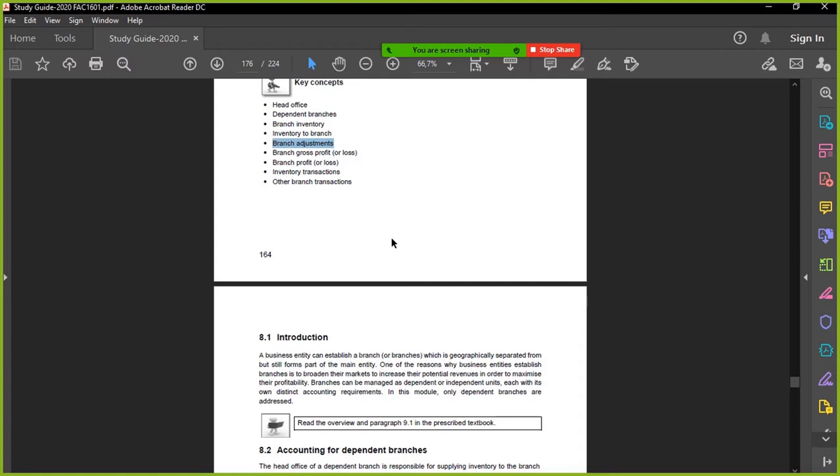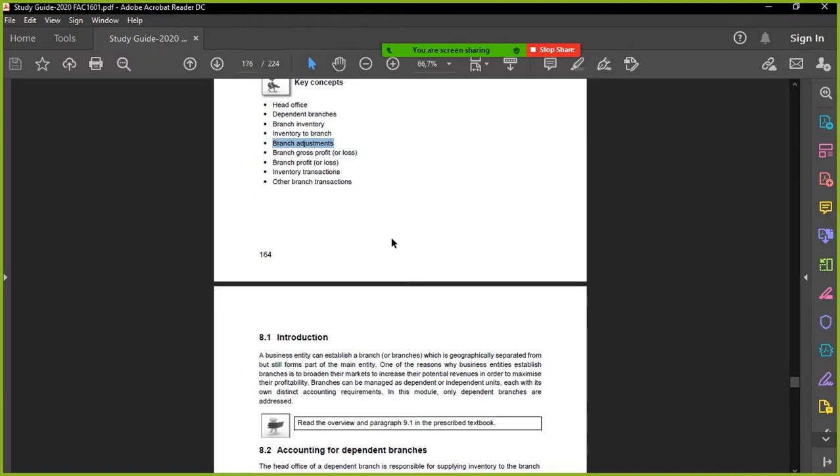When there's a change in the actual cost. Okay, yes. So in other words, the write down. When looking at the branch adjustment, you could be providing for adjustment because the branch might be using selling price and the head office might be using cost price, and there's a discrepancy between the two. Does that make sense? Yes.